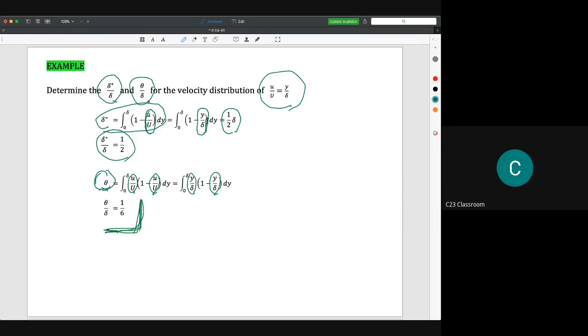Doctor, yes, is this condition standardized for every situation, meaning that delta star will always equal 1 over 2 delta?